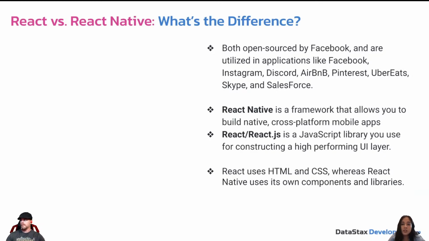So just to clarify the differences between React Native and React.js, because oftentimes they're confused with each other. React Native is a framework that allows you to build native cross-platform mobile apps. So really, in short, just meant for mobile. And React.js is a JavaScript library that you use for constructing a high-performing UI layer. So that's why we're able to just take React as our base app and build upon it using React Native. And I'll walk through all the differences and what we had to do step by step to convert it. One of the main differences is React uses HTML and CSS to construct the UI, whereas React Native uses its own components and libraries.